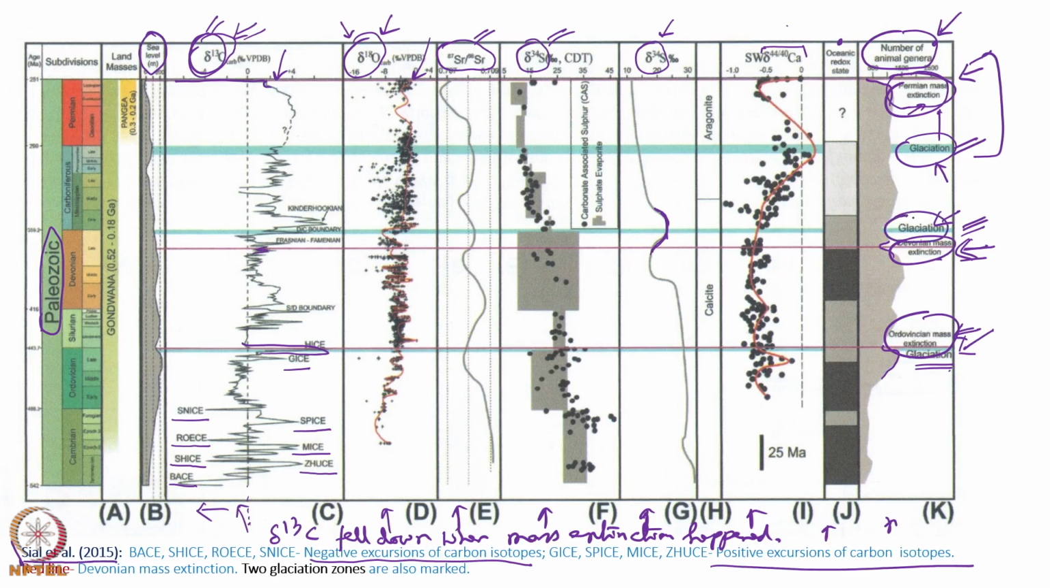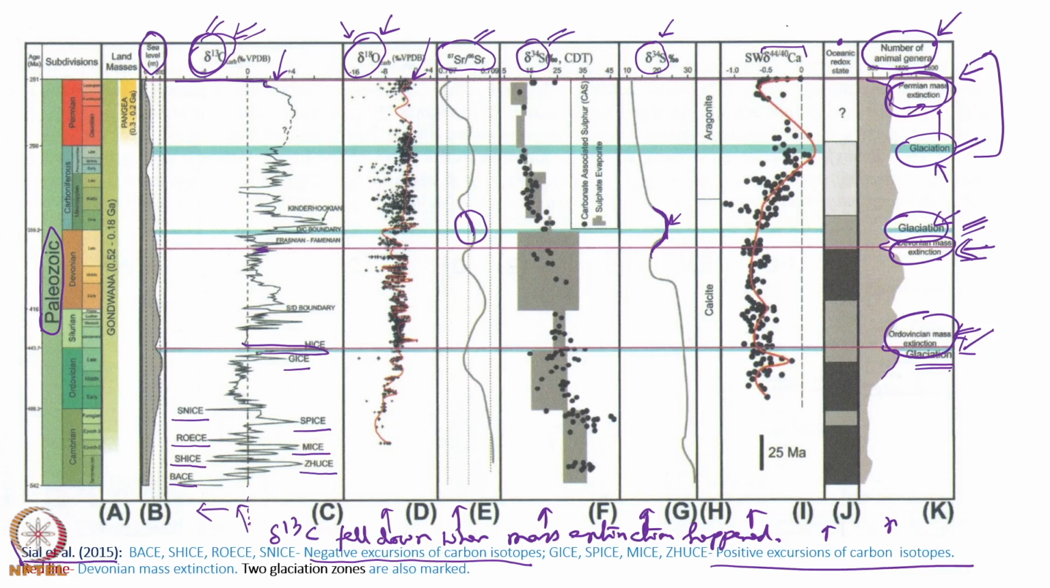For example, the glaciation that happened here, and if I follow the del 34S curve, it does not go down. Here, at least in this portion, it is bell shaped, looks like it was not affected by the glaciation. Whereas in this case 87Sr/86Sr fell down during the post glacial time.